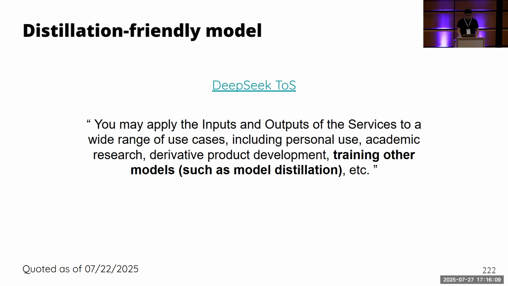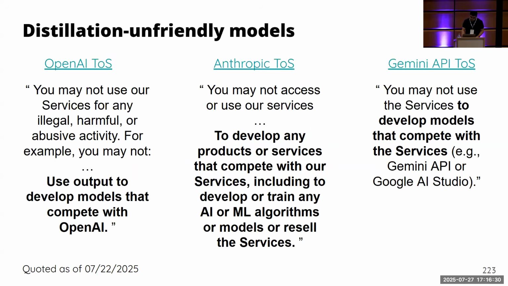We can take a look at the terms of service from some representative models. First, let's take a look at DeepSeek. It clearly states that using the outputs of their services for training other models is allowed, which is very nice and good news for distillation, our synthetic data community. On the contrary, OpenAI, Anthropic, and Gemini all state that you cannot use their services to develop models that compete with them. However, they didn't clearly define what competing means.